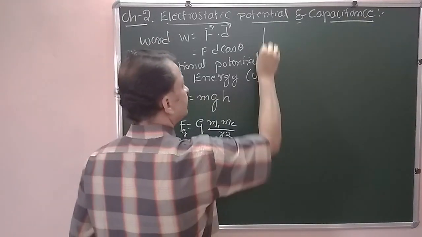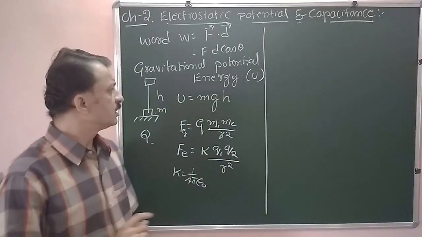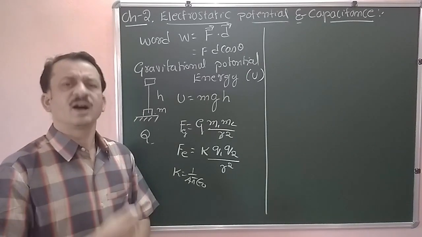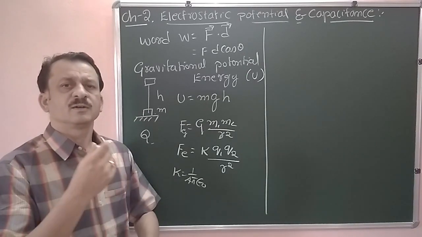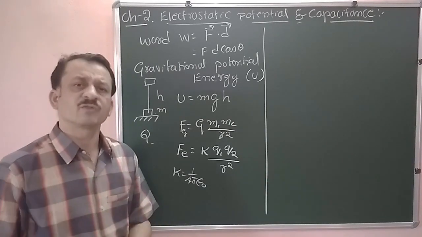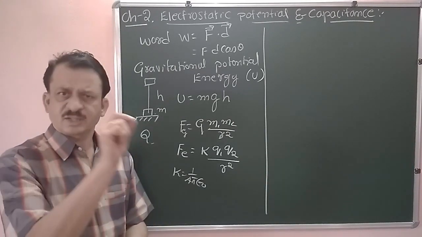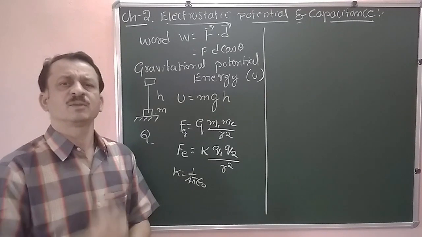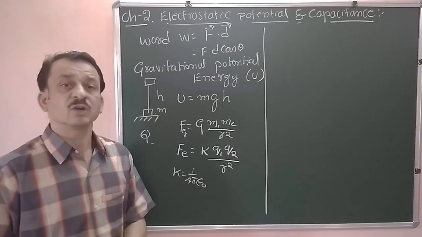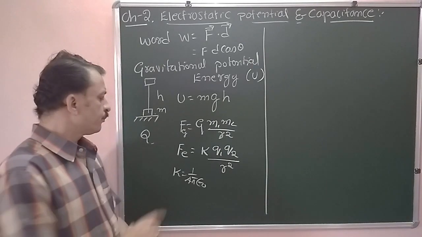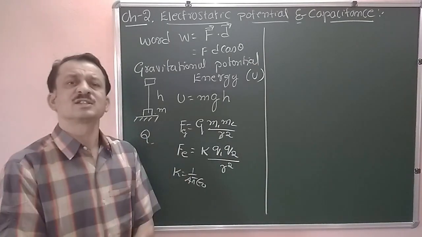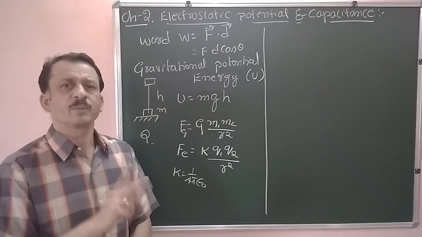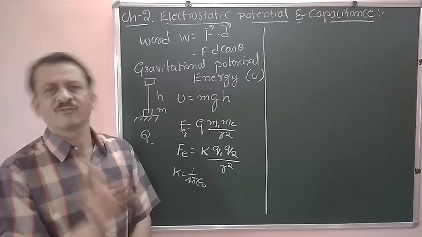And one more thing, this spring force and gravitational force are conservative forces. What is the meaning of conservative force? The work done by these forces depends only on the initial and the final point and not on the actual path of movement. So similarly, this electrostatic force is also a conservative force because the work done by the electrostatic force is going to depend only on the initial and the final point.